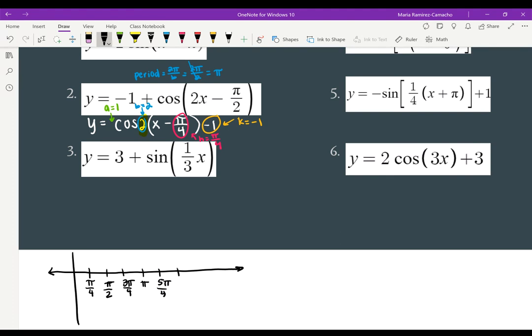Here are some more values. I'm simplifying 6 pi over 4 to be 3 pi over 2. And then I'm simplifying 8 pi over 4 to just be 2 pi.